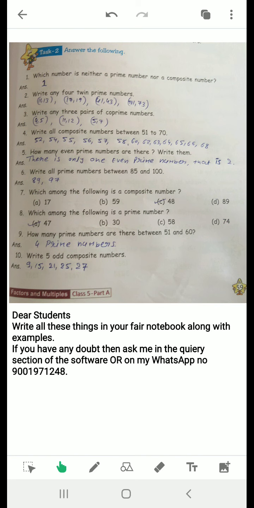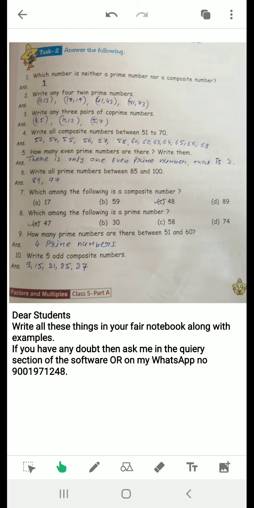That is 2. Write all prime numbers between 85 and 100. That will be 89 and 97. You can see on that chart. Which among the following is a composite? That is 48. Which among the following is a prime? That will be 47. How many prime numbers are there between 51 and 60? You can see on the chart, and you will find that there are 4 prime numbers between 51 and 60.